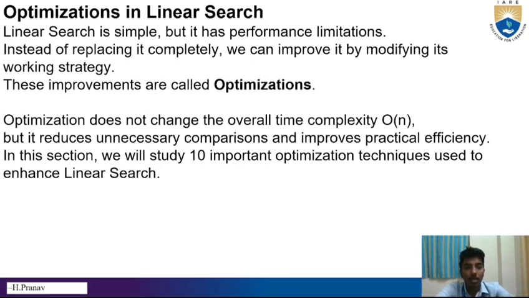Linear search is very simple, but it has some performance limitations. Instead of replacing it completely, we can improve it by modifying its working strategy. These improvements are also called optimizations. Optimizations do not change the overall time complexity, but they reduce unnecessary comparisons and improve practical efficiency. In this section, we'll study 10 important optimization techniques used to enhance linear search.